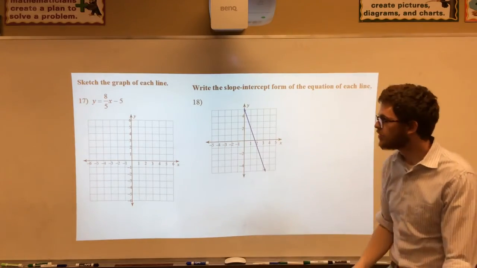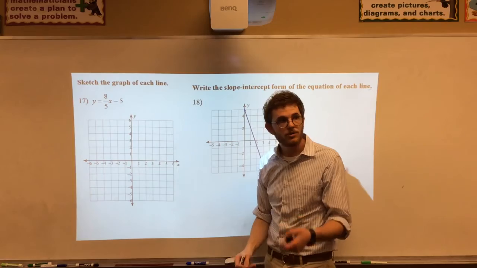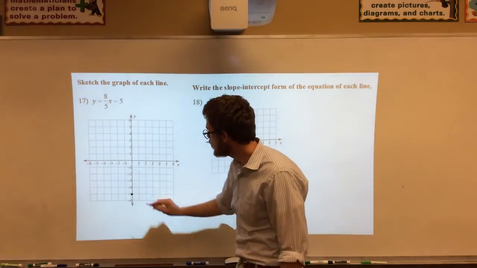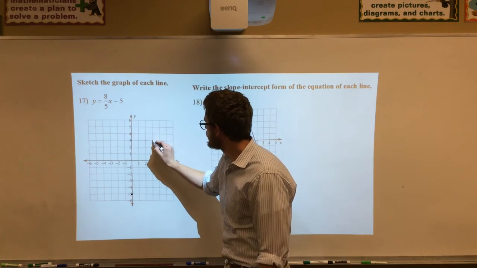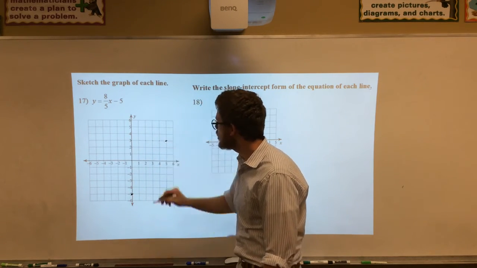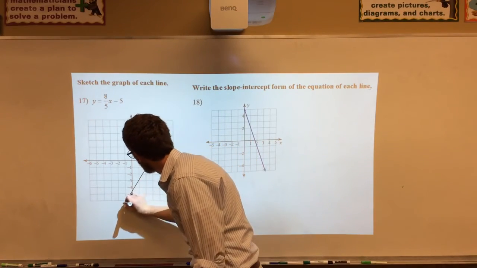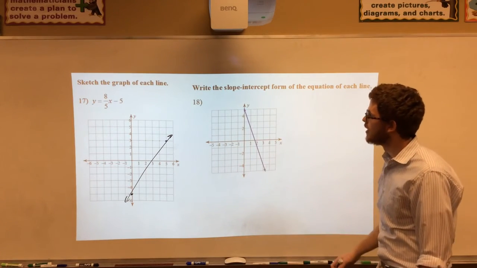When we're looking at equations of lines, this is in slope-intercept form. Y equals mx plus b. Our intercept is negative 5, and our slope is 8/5. So we go up 8 and over 5. We connect these points with the straightest line you can, and we've now graphed that line.